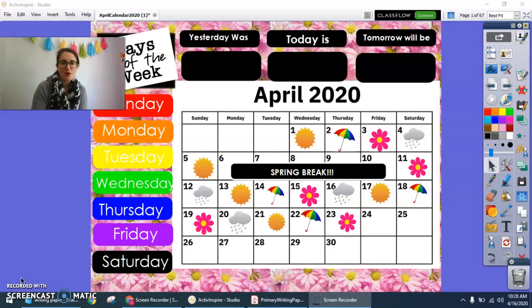All right, so we are working on our pattern today. If you remember, our core here is sun, umbrella, flower, rain cloud, or A, B, C, D. So yesterday we had a flower. That means today, what pattern piece are we going to have? Did you say a rain cloud? Good job. So here we have completed another piece of our pattern, A, B, C, D. We will go back to start tomorrow.